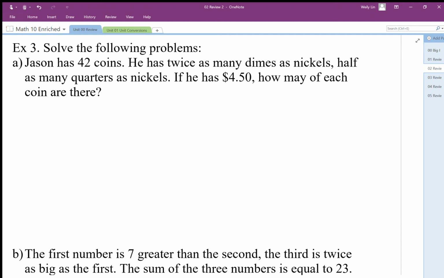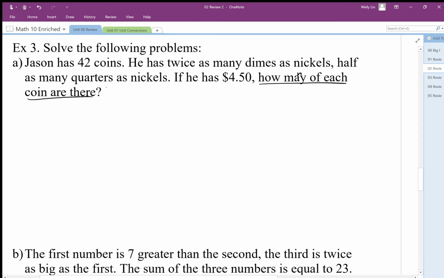So here we have some word problems, and we have to make sure that we know what our variables are going to be in this problem. So we need to first of all figure out what we are looking for. It says we have 42 coins, twice as many dimes as nickels, half as many quarters as nickels. He has $4.50. How many of each coin are there?